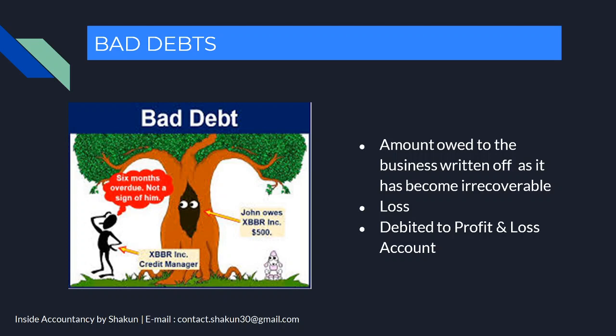Now, the 600 rupees which he was not able to pay to the firm is not a discount that we are offering. It is known as bad debts because our debts have become bad and we will not be able to recover or receive this amount from the person. So, bad debts is the amount which is not recoverable from a particular person and it is written off as a loss and debited to P&L account.